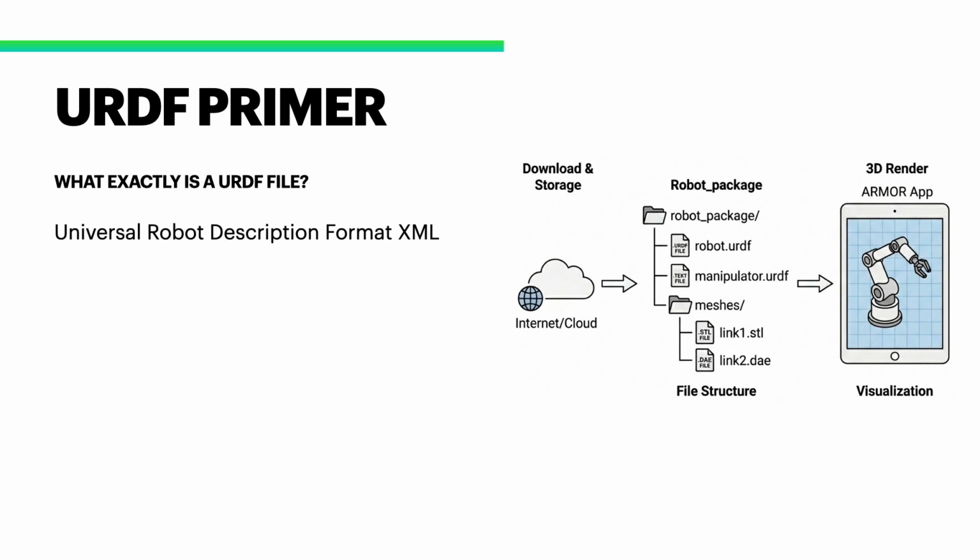First of all, it is the acronym for Universal Robot Description Format. It is an XML file, and it is an industry standard, especially in projects targeting the robot operating system. It defines a robot's kinematics as a set of links and joints.